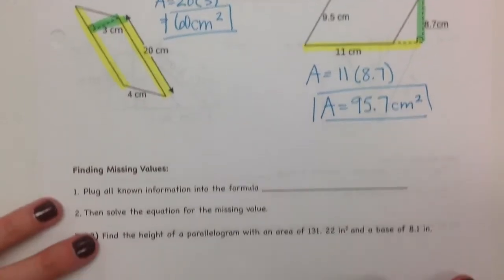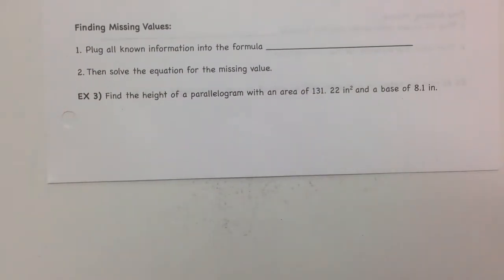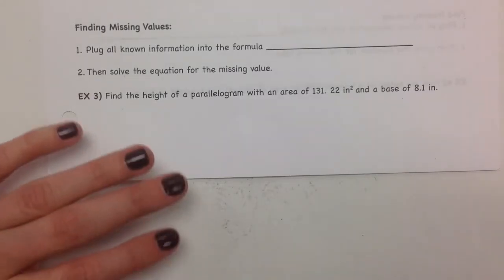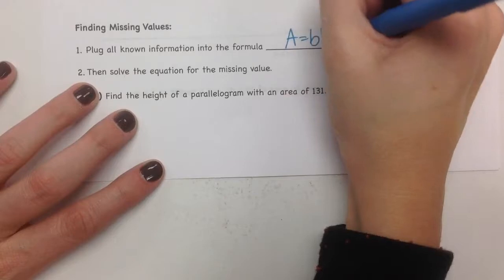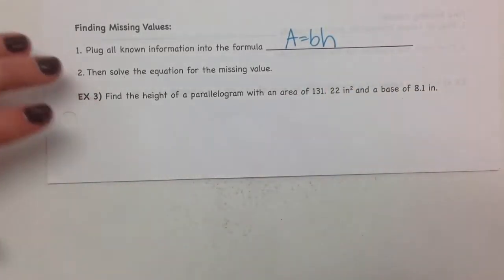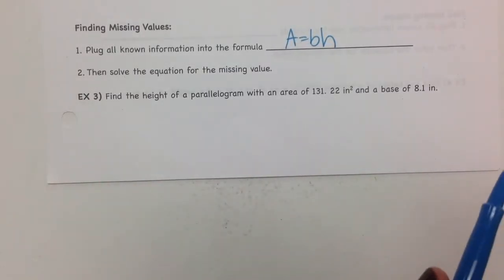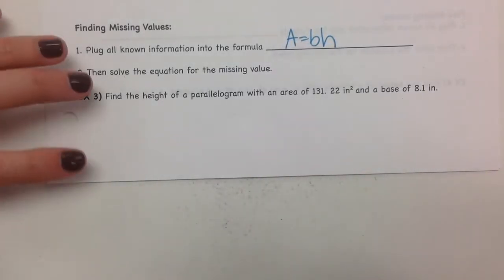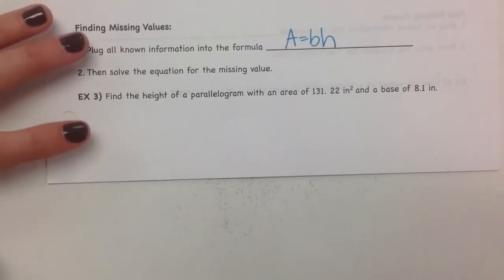Working backwards, finding missing values. What we're going to do is plug all the known information into that formula that we have, area equals base times height. Then we're going to solve the equation for the missing value. So find the height of a parallelogram with an area of 131 22/100 inches squared and a base of 8.1.